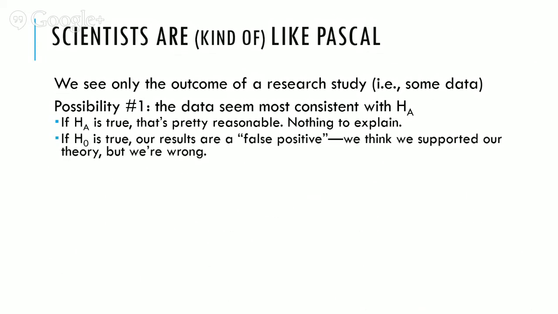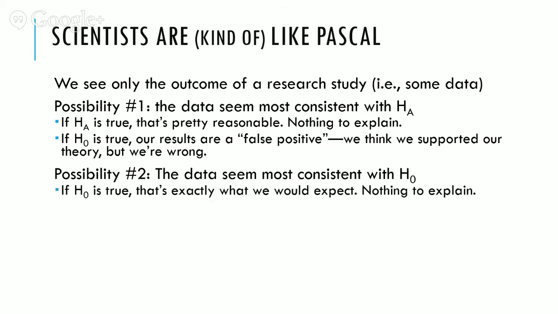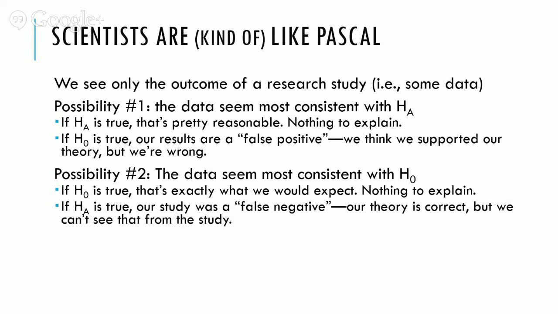But if the null hypothesis is true, and therefore the alternative is false, because we construct them so that only one can be true at a time usually, then our results are what we call a false positive. We think we supported our theory, but we're wrong about that. We didn't support our theory at all. Now the other possibility is that we could see data that seem most consistent with the null hypothesis. If the null hypothesis is in fact true, then that's exactly what we'd expect. There's nothing to explain here. But if the alternative hypothesis is true, then we have a false negative. Our theory is correct, but we can't see that from the study.